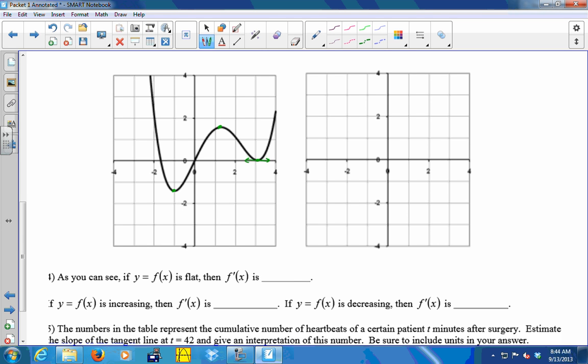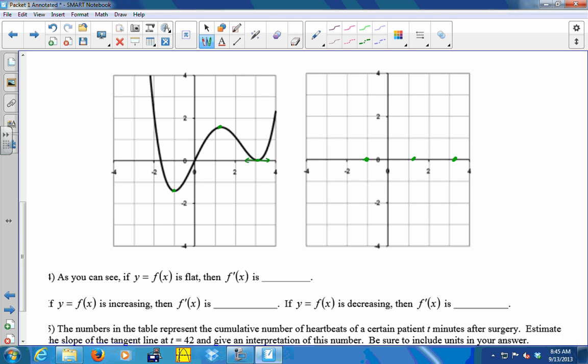So it looks like -1, a little bit bigger than 1, and a little bit bigger than 3. So at -1, we have a 0 slope. A little after 1, we have a 0 slope. And a little after 3, we have a 0 slope. Okay, so we can plot the 0 slopes right away. And then we're going to look at what happens before and after and in between those 0 slopes.